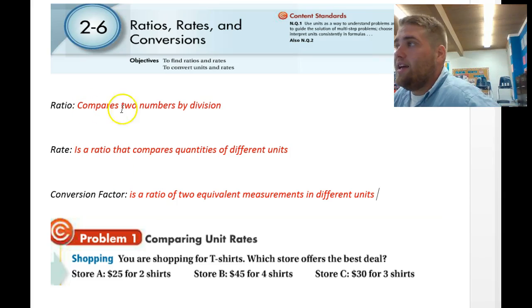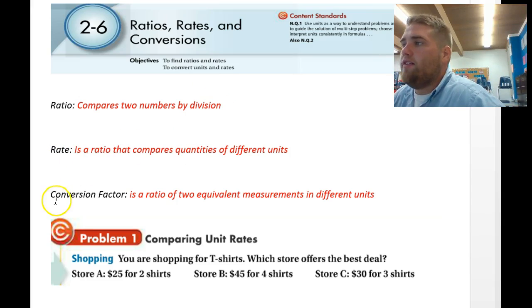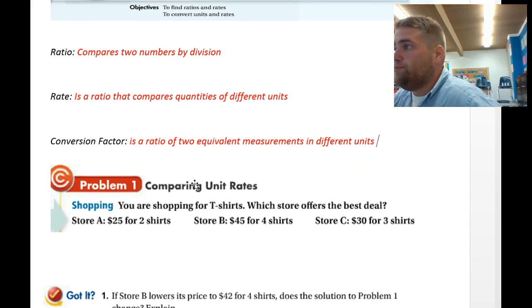So first thing, in red are the three definitions. A ratio compares two numbers by division. A rate is a ratio that compares quantities in different units. And finally, a conversion factor is a ratio of two equivalent measurements in different units. Okay, so we need to write these three down in our notes, because they will be on a test.